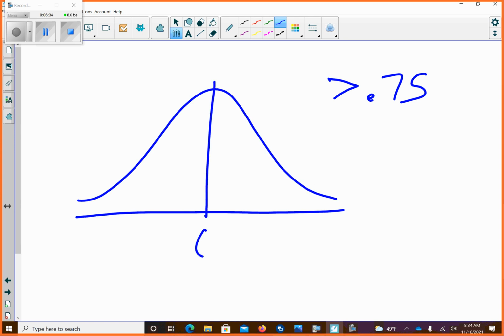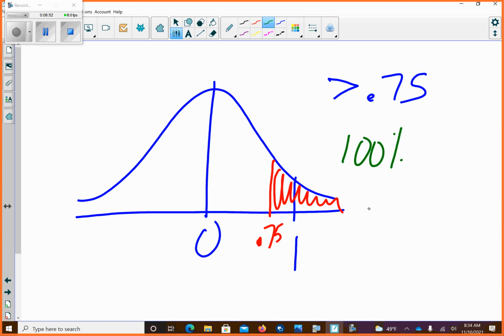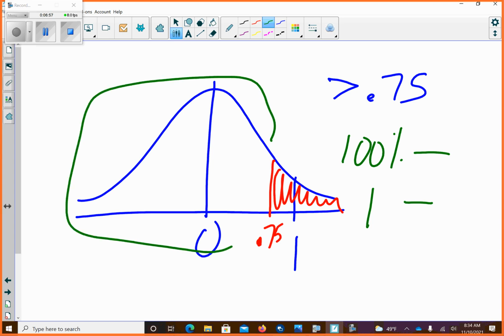If this is 0 and this is 1, 0.75 might take place about here. So you're talking about that area there, as it goes all the way out. So there's one of two things we could do. We could take 100% or 1 and subtract whatever this area is, because normally it's finding everything to the left. If you subtract it, then it would give you the area to the right. But I think the calculator is going to take care of it for you pretty nicely.